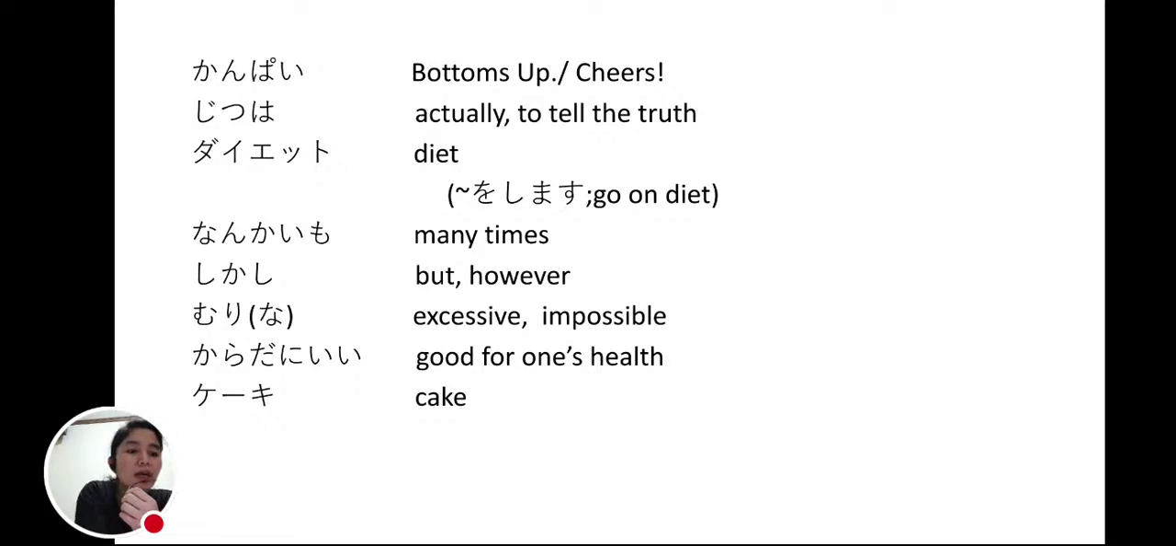Next, we have nankai mo. Many times. Okay, nankai mo. Many times. Next is shikashi. Pero. But, however. Shikashi ne. Shikashi. But or however. Next is muri. Muri desu. Impossible. Muri. Excessive or impossible.